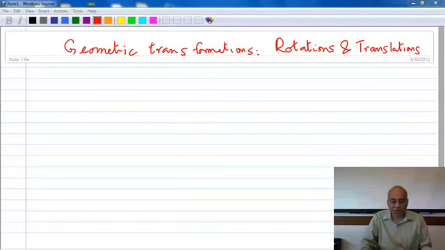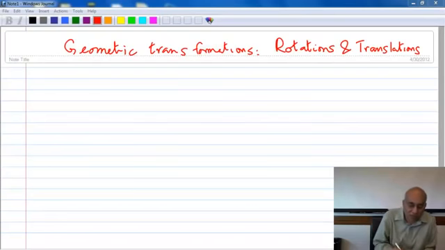Hi, welcome to the class again, and in this lecture we are going to study geometric transformations, rotations and translations. So you might be wondering why we need to have this lesson on linear algebra. Well, the reason is because we want to understand how a camera captures an image of an object in the world and what happens if the camera moves. So that's what we want to understand.